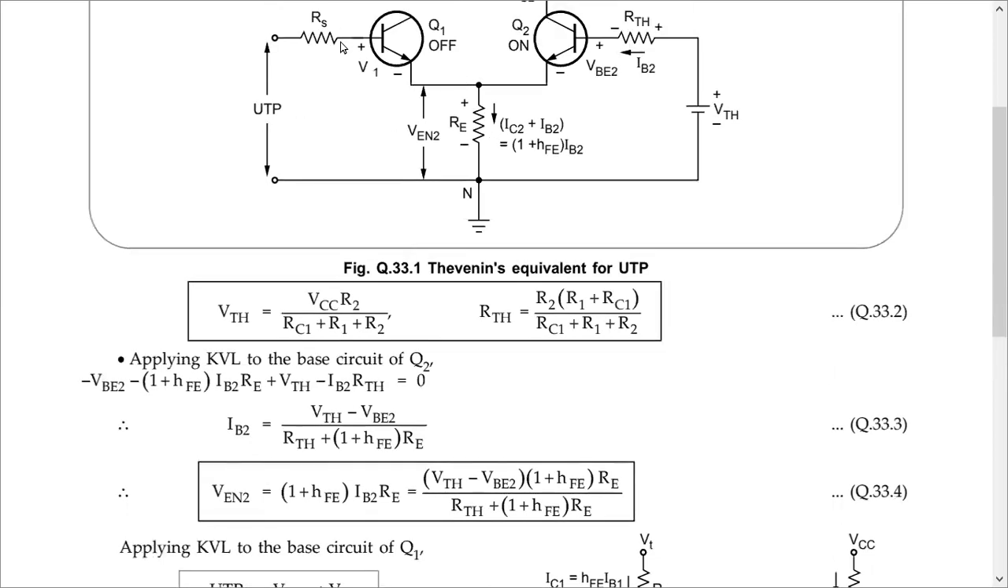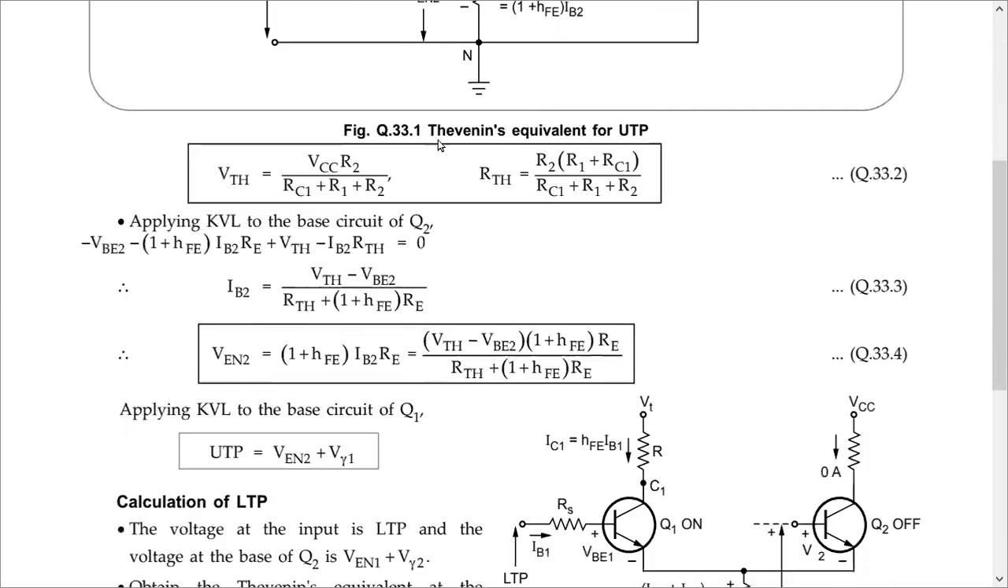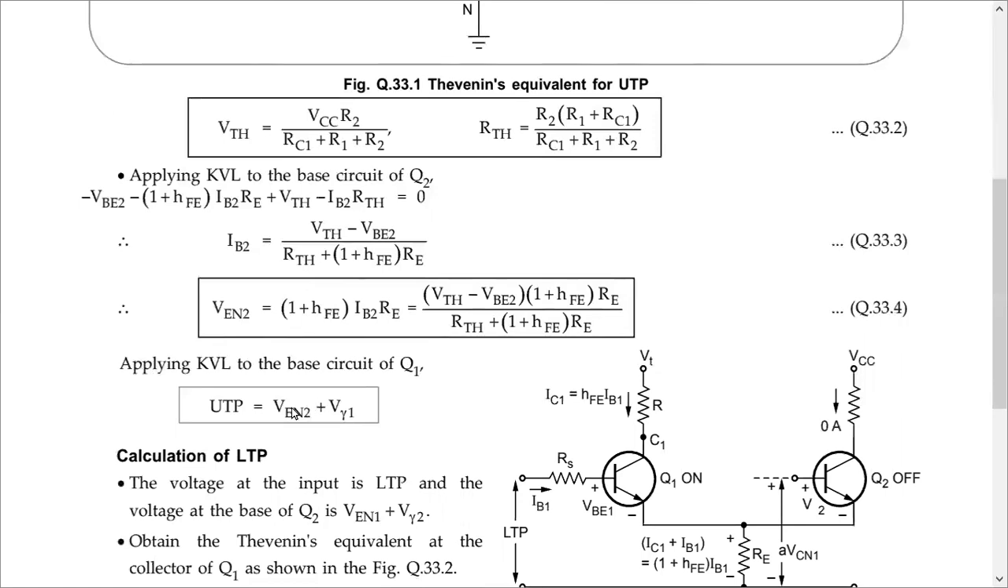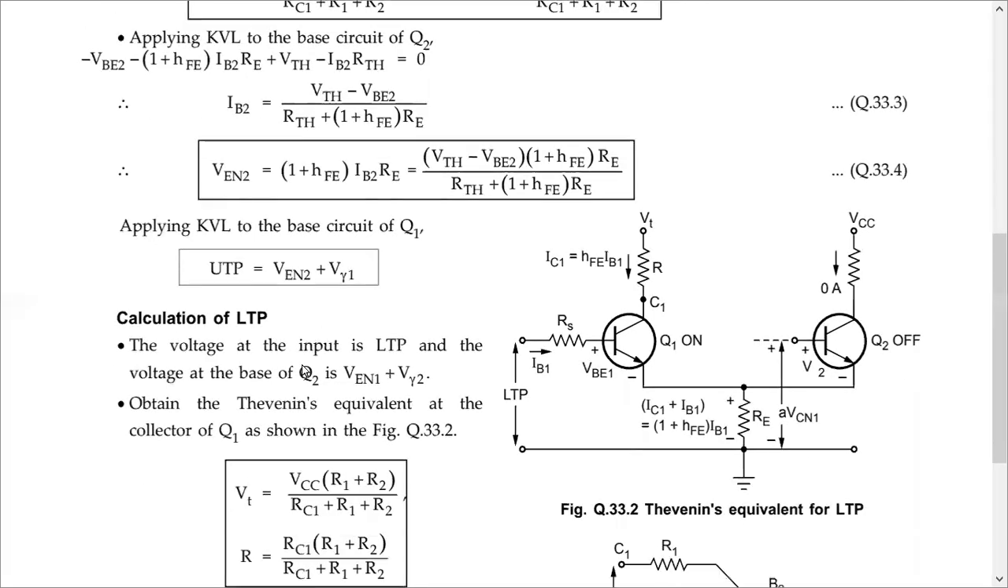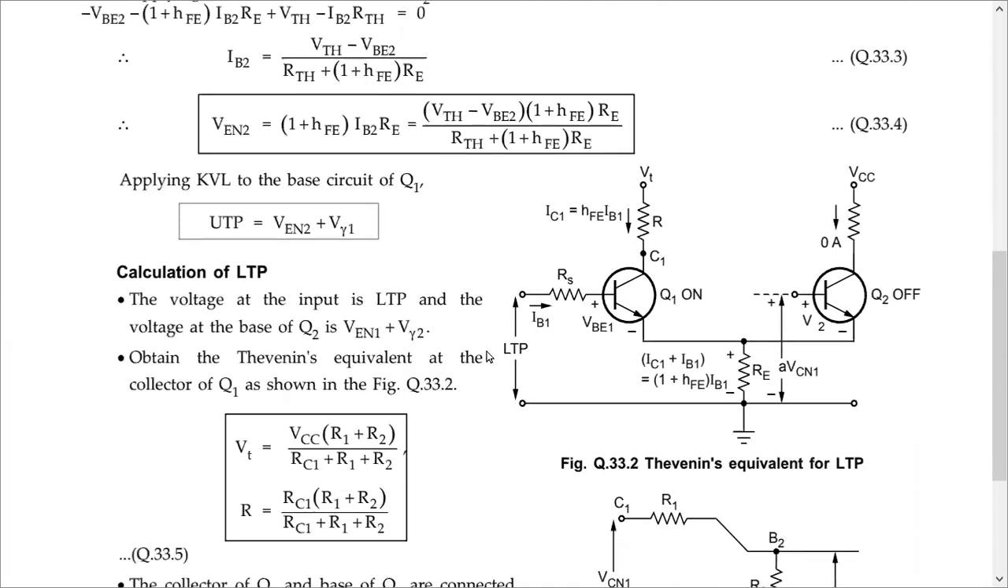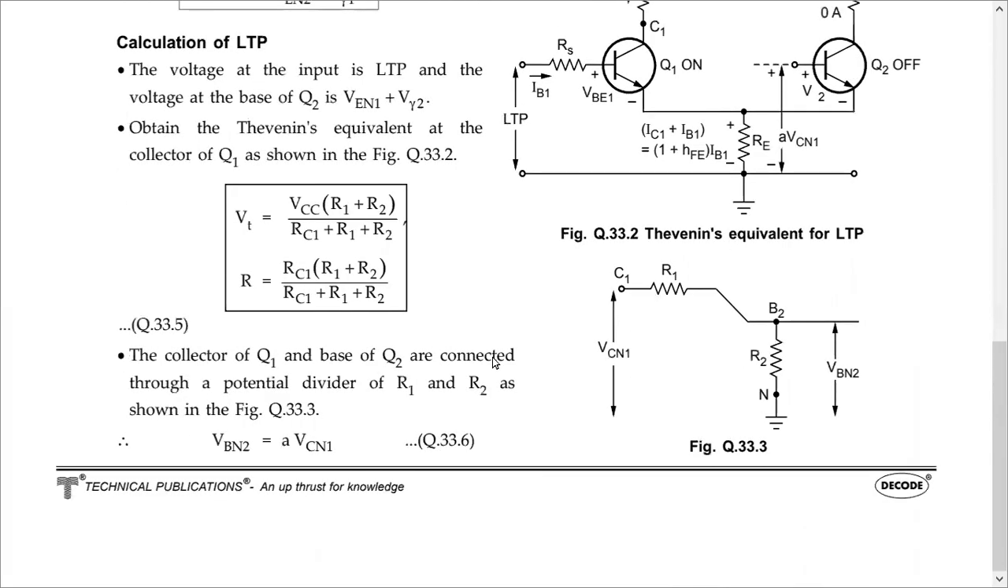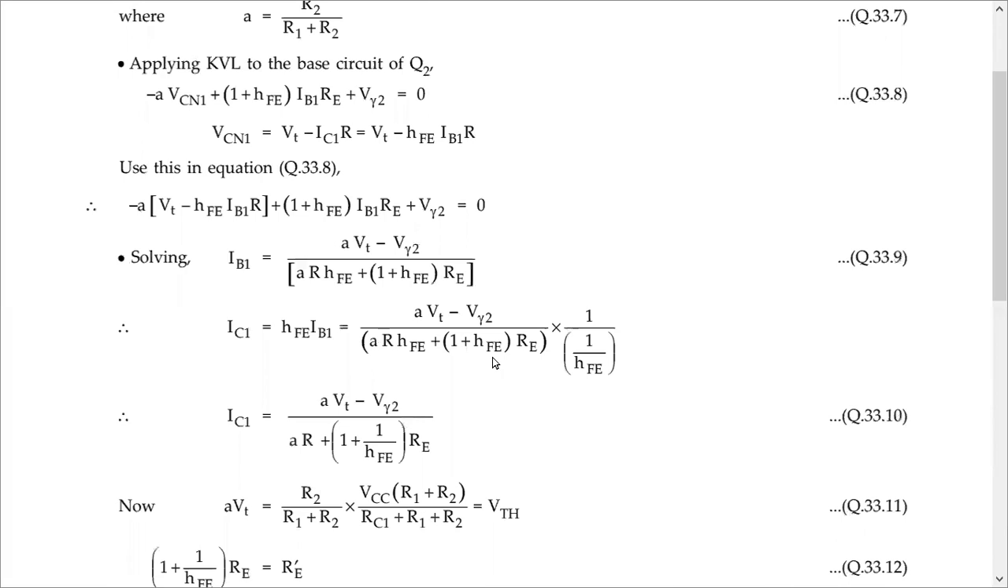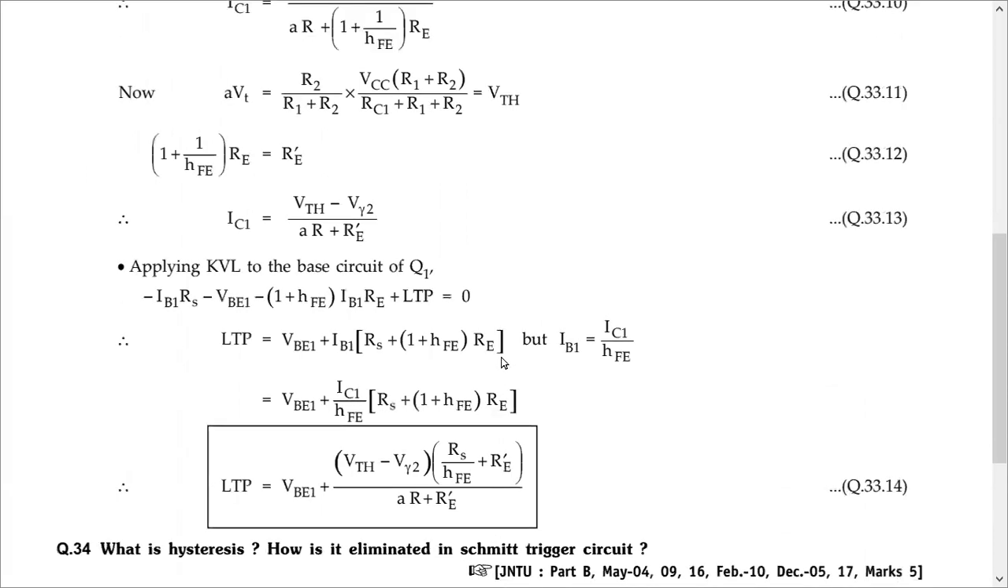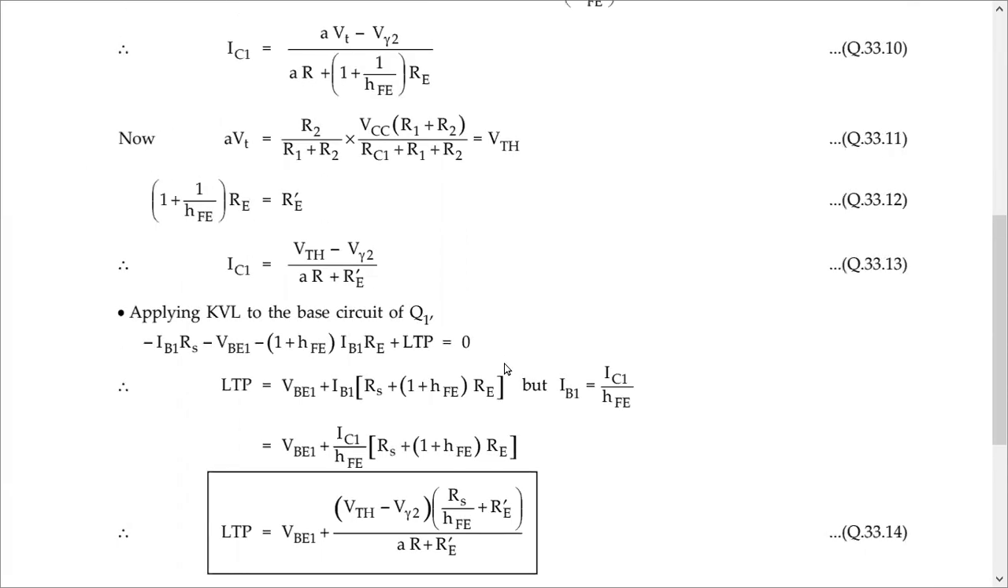Upper threshold point is nothing but VBE1 plus VEN2, or VBE1, we are calling it V gamma. So V gamma 1 plus VEN2. This is the upper threshold point. Lower threshold point, similar derivation. Take it as homework. This is the derivation, please try it by yourself. This is the derivation for the lower threshold point. We will continue in the next class. Thank you.